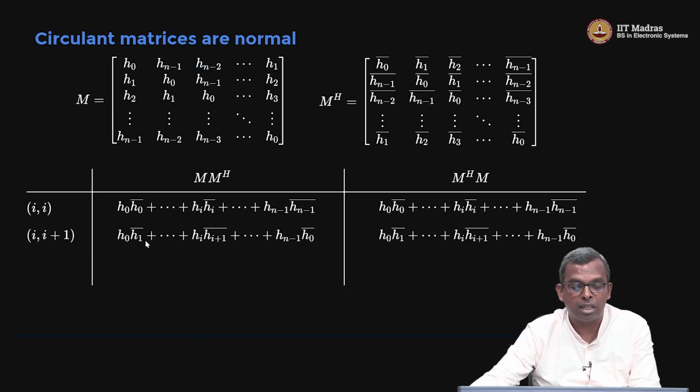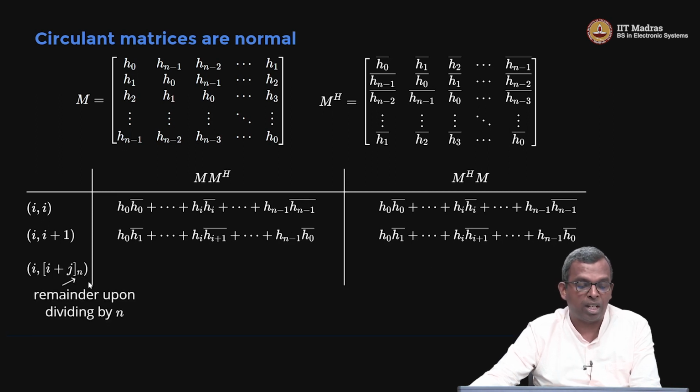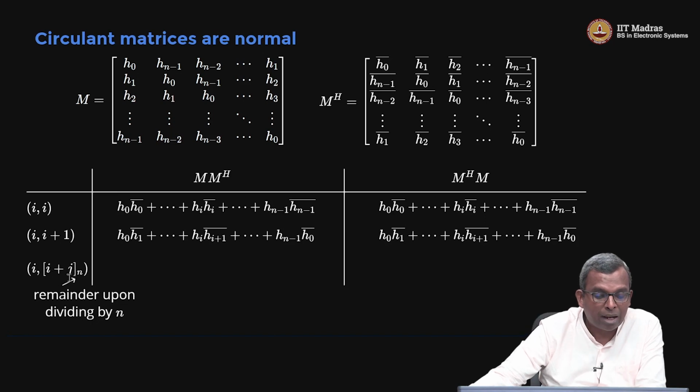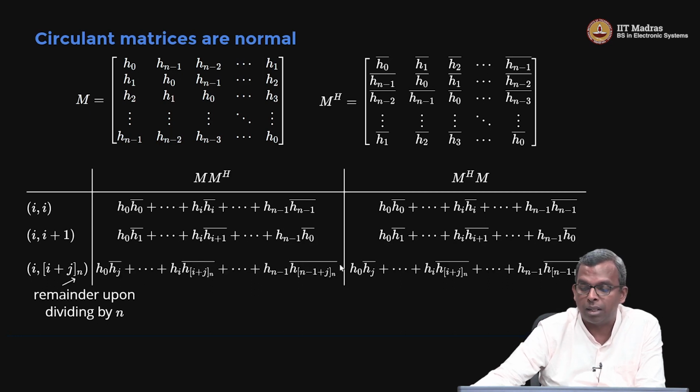You get this h0, h1 bar, hi plus 1 bar, hn minus 1. Of course, there is no hn. hn is the same as h0, so it becomes h0 bar. Both of these are exactly the same. So you can push this to i comma i plus j. Of course, i plus j, I have to do modulo n, as in I have to take the remainder when I divide by n, which I will denote as the square braces n. Okay. So if you do that, you will see that this expression and this expression are the same.